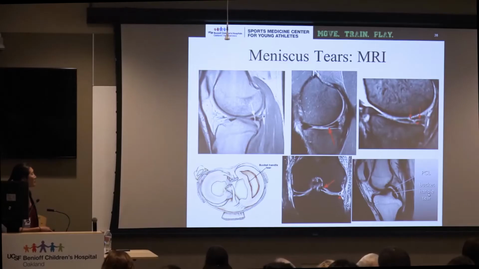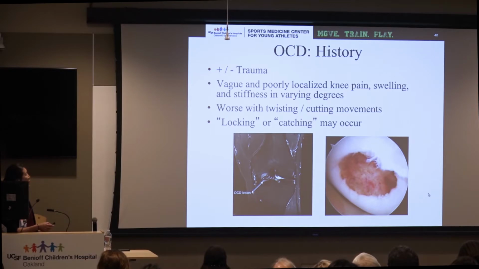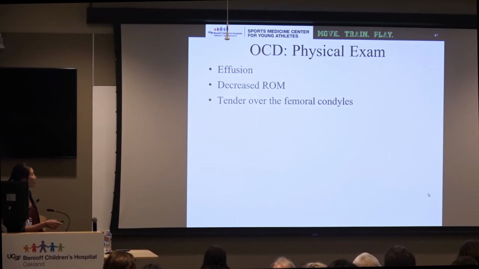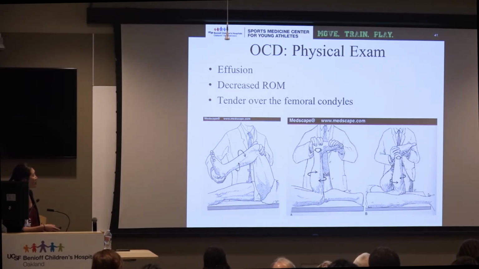Okay? All right. Here we go. So we're going to breathe through this. OCD we talked about. You can see this on X-ray or MRI. And that's the history. Vague, poorly localized. It's deep in my joint. Swelling, stiffness, worse with twisting or cutting, and locking and catching can occur. And there's various degrees of damage, and this can be what it looks like when you look and scope them. So on physical exam, they've got effusion, decreased range of motion. They're tender over the femoral condyles, and you can do McMurray's type of test to determine that, or you can load this way, an Apley's to see.